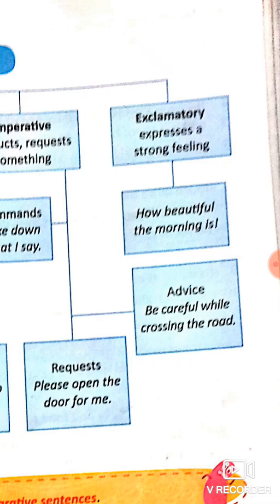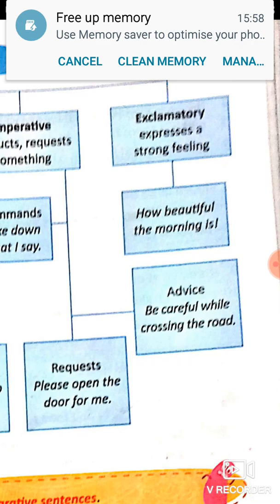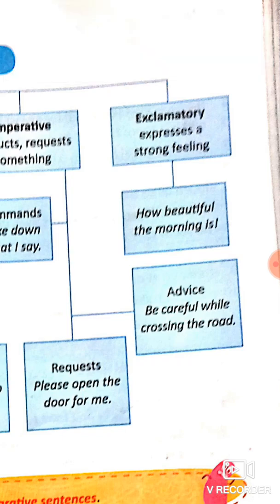Exclamatory sentences are those which express a strong feeling. There can be interjections used in order to express exclamatory sentences. Apart from that, we also use words like how and what to begin exclamatory sentences. How beautiful the morning is. What a beautiful piece of art human beings are. These are a few examples of such kind of a sentence that is exclamatory.